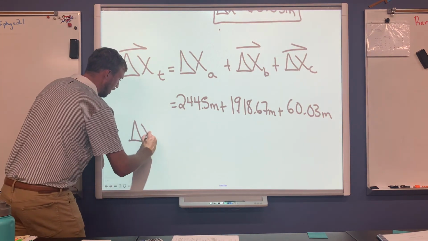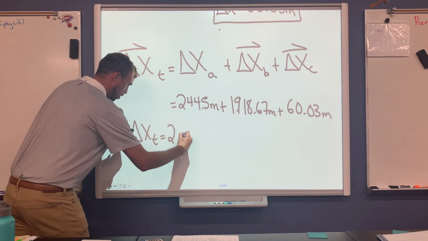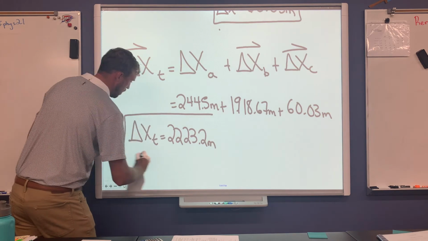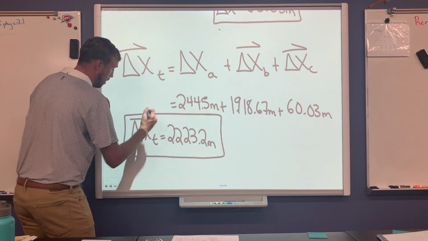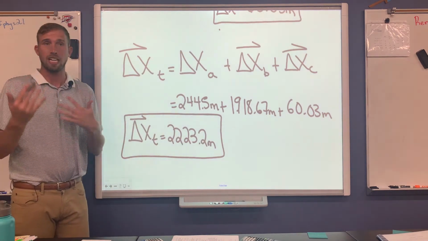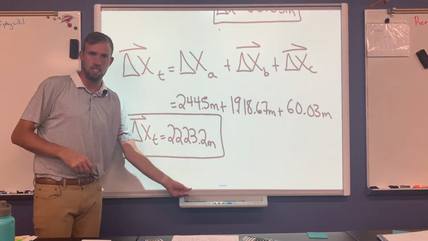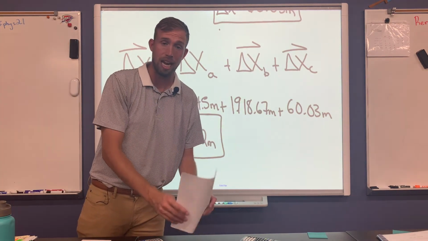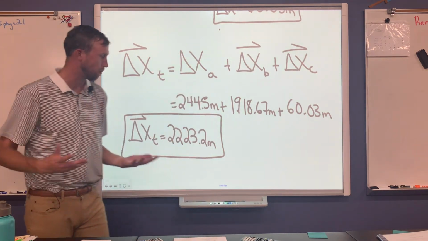So my total delta x, my total displacement here, should be about 2,223.2 meters. Now again, obviously your numbers are going to be different, but hopefully this gives us a pretty good idea. All we're really doing here is solving for delta x a few different ways, and these different parts of our overall kind of journey here, and then adding those delta x's together for each part to get our total.